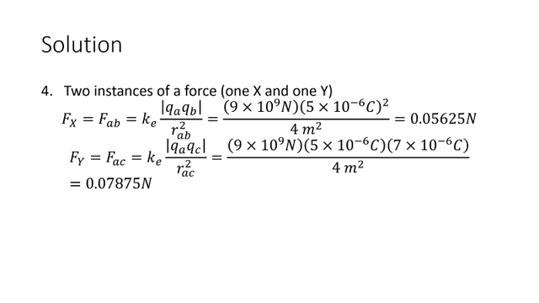Then I'm going to find those two forces, the x component and the y component. I use 9 times 10 to the 9th times those values, and for the AB force I get 0.05625 newtons. For the y force, I get 0.07875 newtons. I'm not going to do any rounding yet because we're not at the end of the problem.